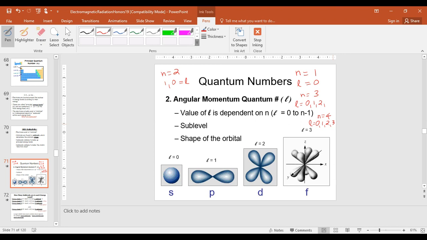Okay, so what this tells us is that the first energy level will just have one type of orbital. The second energy level will have two different types of orbitals. The third energy level will have 3 types of orbitals, and the fourth energy level will have 4 different types of orbitals.